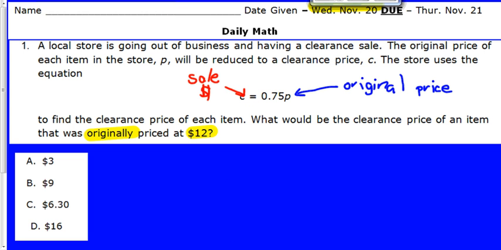Before I can solve this, I have to make sure what the letters stand for. C is my clearance price or my sales price, and P is the original price. Well, the story, I gave you the original price of $12. So that's what I plug in for my P there. I'm going to plug in the number 12. So I have clearance price is equal to 0.75. No sign means to multiply, so 75 times 12. Please pause the video and do your multiplication on your own.